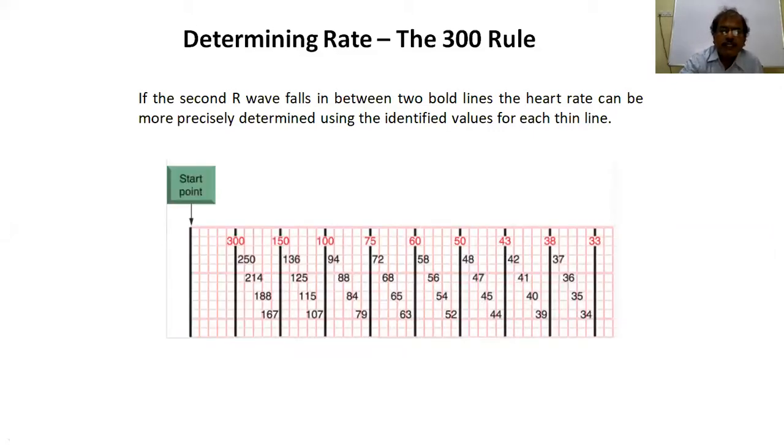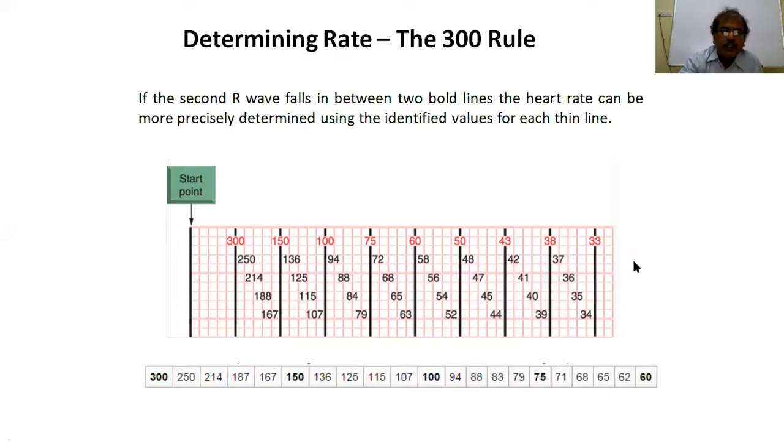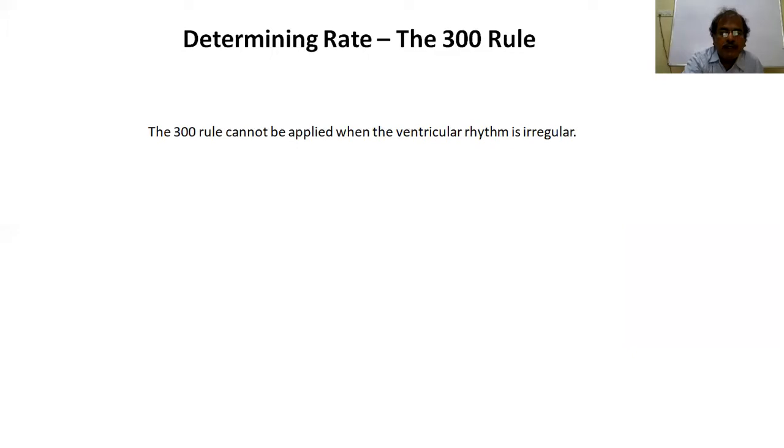Now, you see here, the big bold lines are marked at 300, 150, 100, 75, 60, 50, 43, 38, and 33. The first one is 300, and after that this part is 250, then this is 214, this is 187. So this is a scale which can be prepared, but this is cumbersome to remember, so usually we do not do that. So what is the disadvantage?